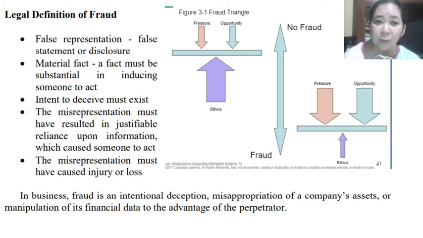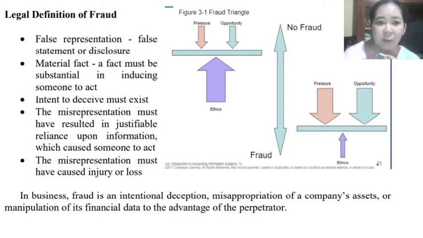But because of ethics, the arrow upward, this is the one which balances this pressure and opportunity in committing fraud. If you could notice, if ethics is very high, most probably there is no fraud. But if ethics is too low, then fraud will exist naturally. Okay, so this is how it is in an organization.